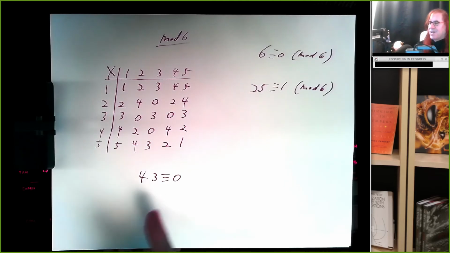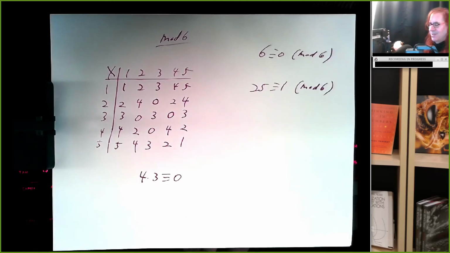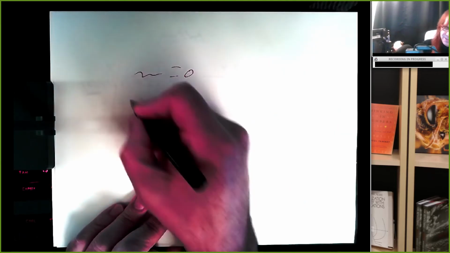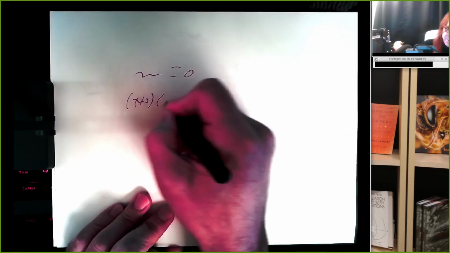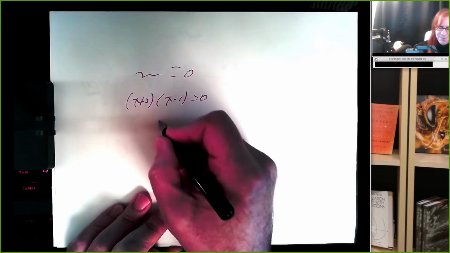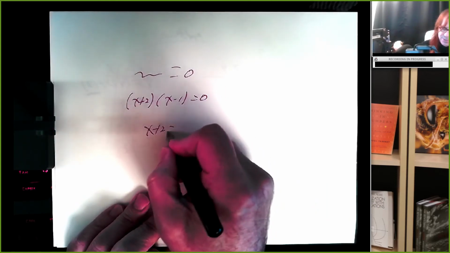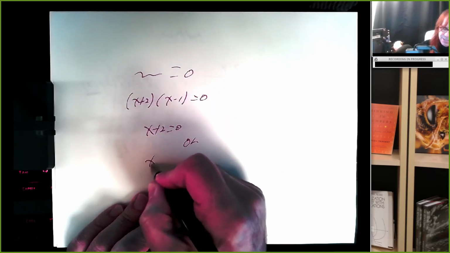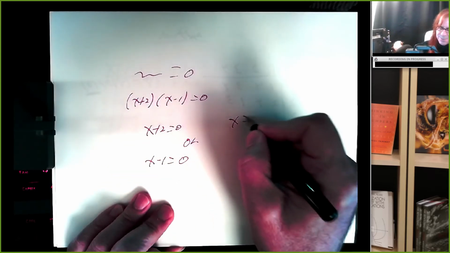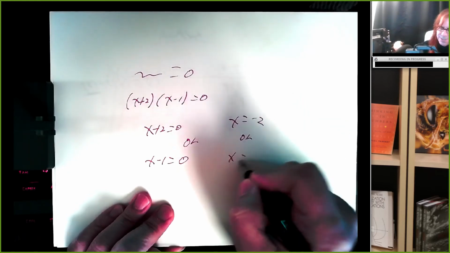This breaks a lot of algebra. Think about solving equations in algebra. You're trying to find something equals to 0, and you end up with x plus 2 times x minus 1 equals 0. And what do you do from there? You say x plus 2 equals 0, or x minus 1 equals 0. And this tells you x equals minus 2, or x equals 1.